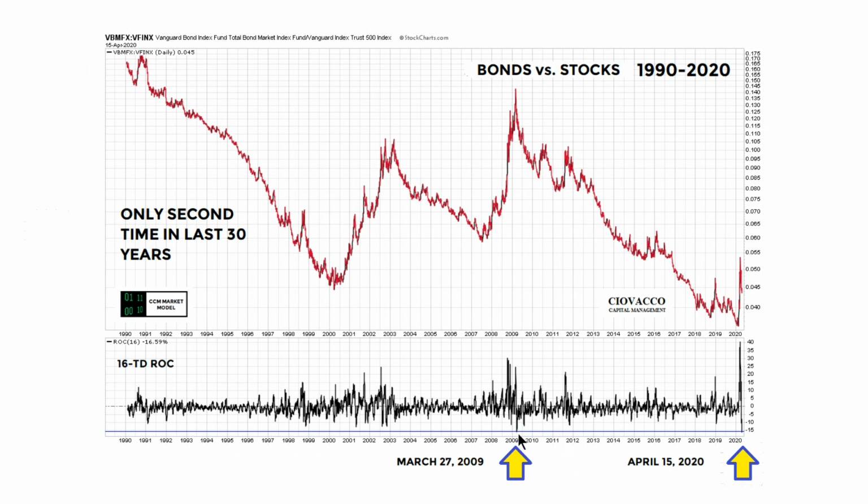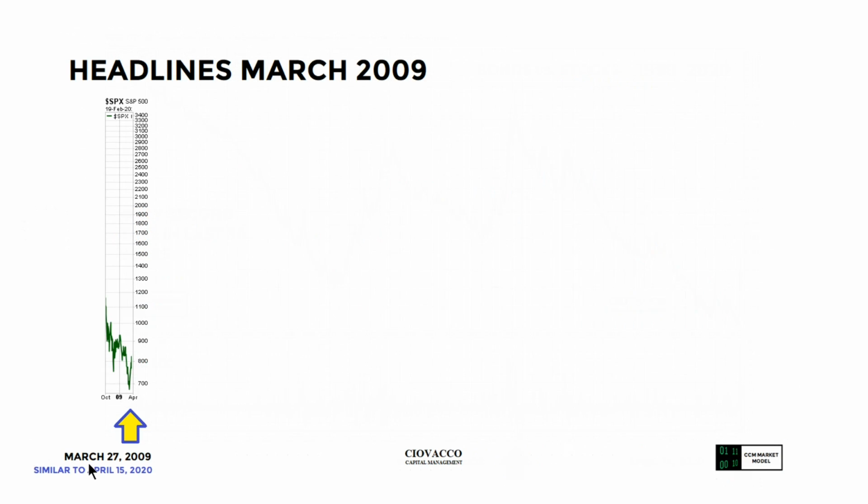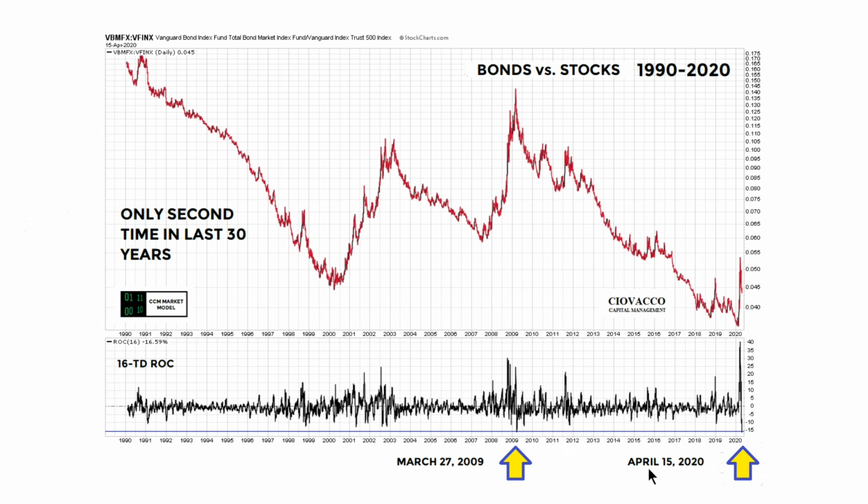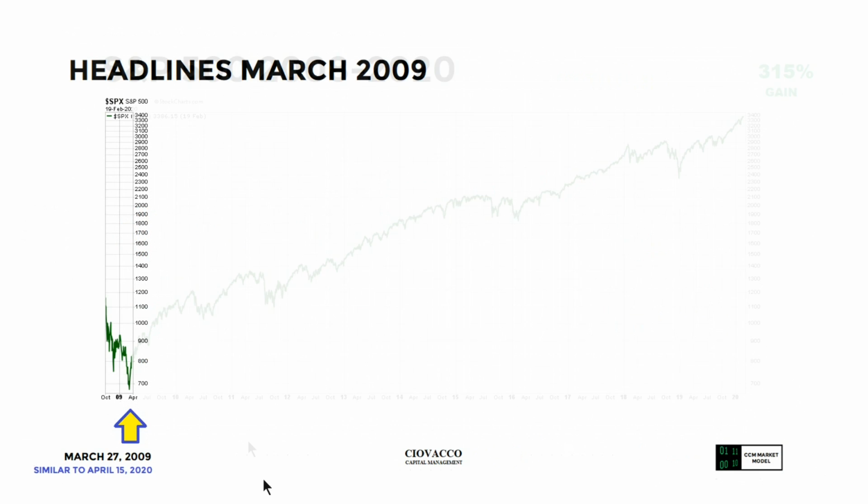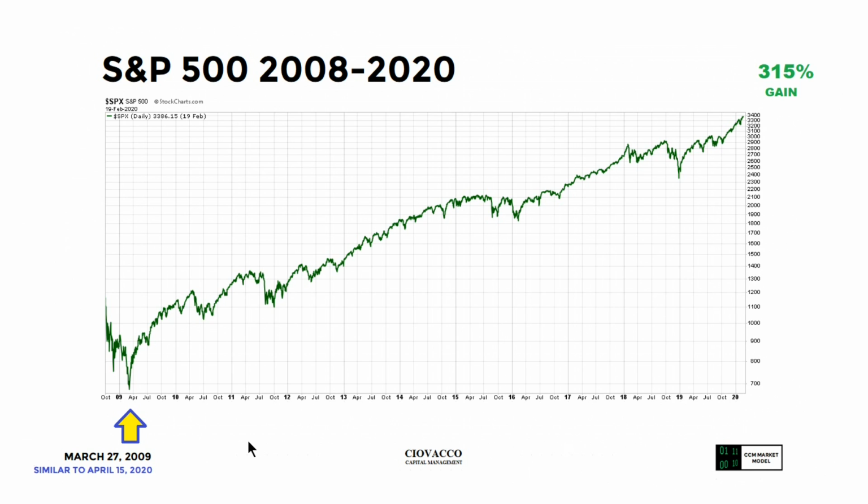How did stocks perform walking forward from March 27, 2009, which is similar to April 15th of 2020? The answer? Extraordinarily well. Very satisfying returns from March 27, 2009, all the way out to the year 2020. The S&P 500 tacked on an additional 315%.